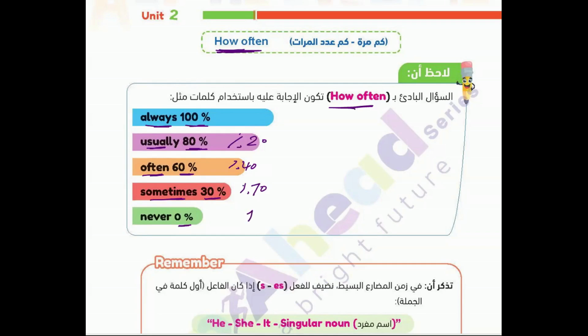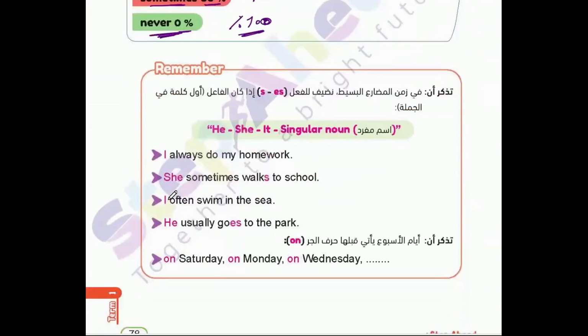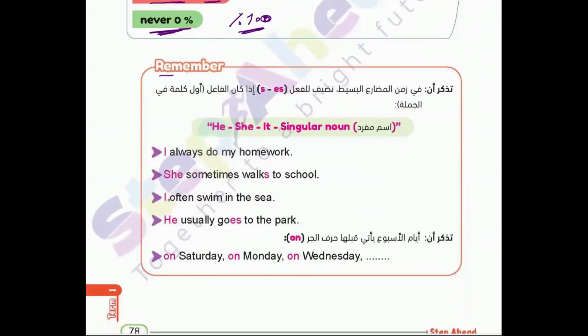So 100%, I do another action. Never do this action. 0% repeating the action. Okay, this to remember, how can I use how often, and how can I answer about this question. And here we have a part to remind us, remember about present simple tense. Present simple tense, do you remember this?